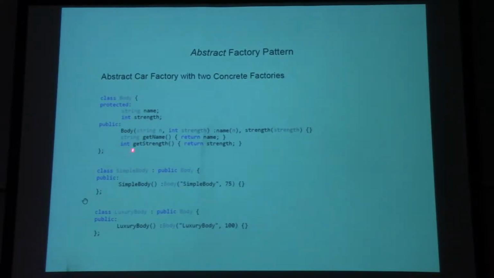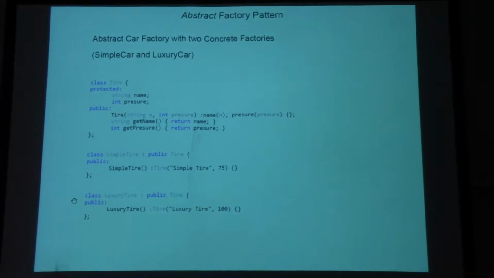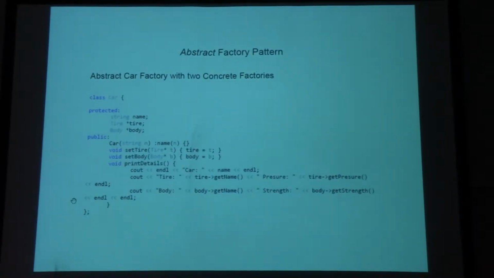And then we subclass it into the standard body, which is going to be called simple body at a strength of 75. And then a luxury body with a different name and a higher strength. So again, two pieces that we're going to make up for the car. One is going to be a tire for one kind, another kind, and then a body for one kind and another kind. So far, so good. Now we're going to create the car class. The car, is that an abstract class?